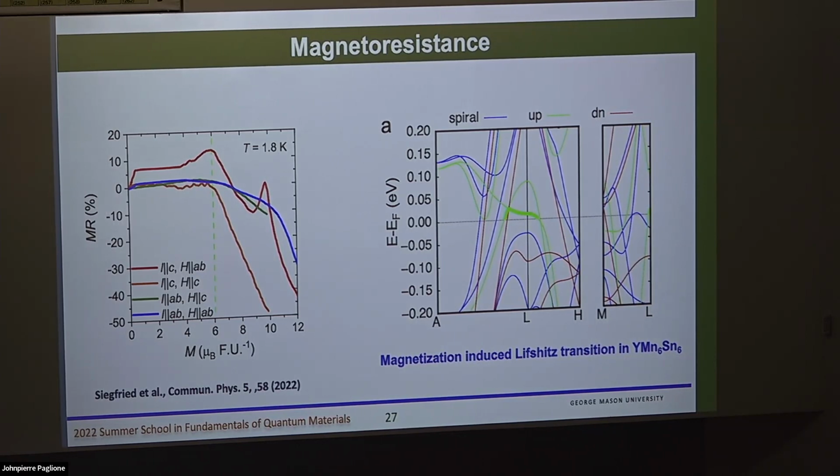So this is a magnetization-induced Lifshitz transition. A Lifshitz transition is a change in the electronic structure, right? So it can be driven by pressure, by doping. Sometimes even in uranium dichloride, the magnetic field can do that.